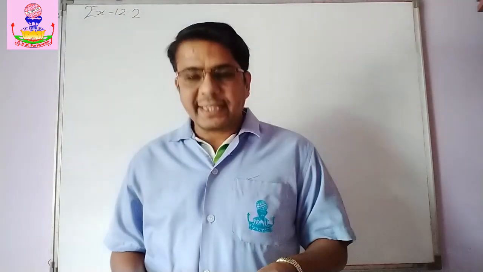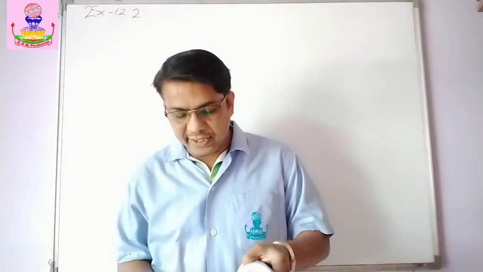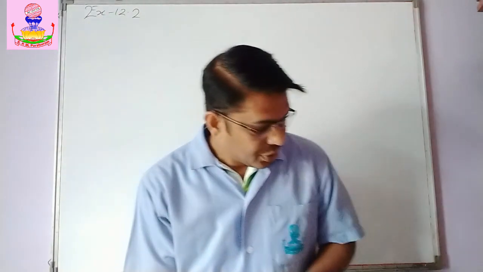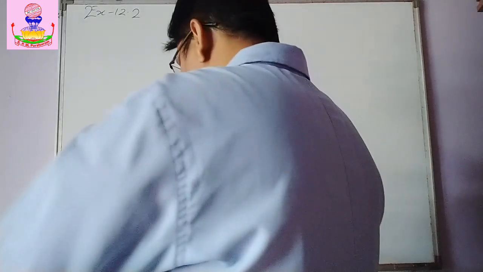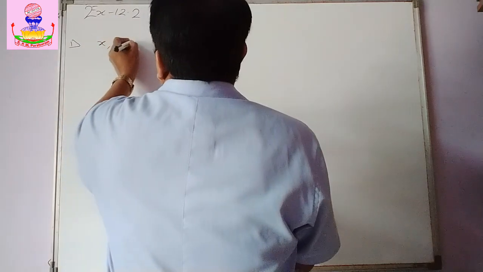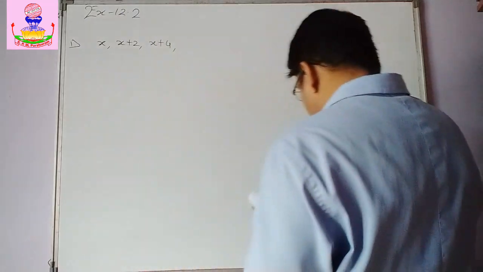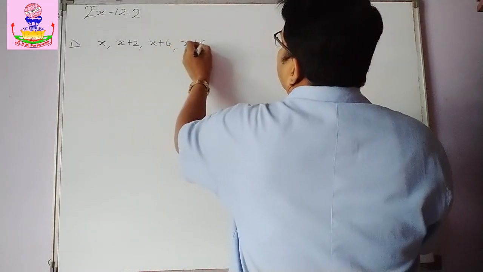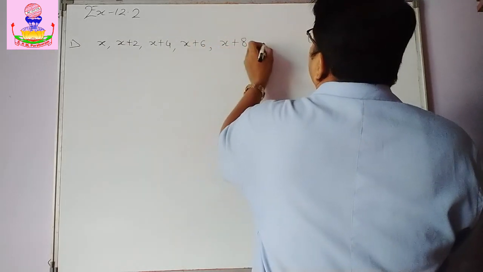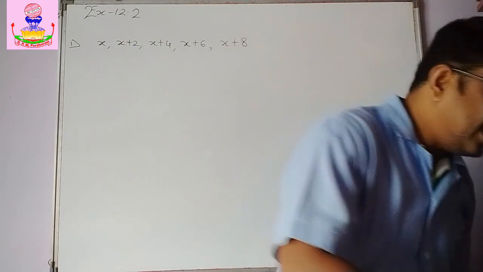If the mean of x, x plus 2, x plus 4, x plus 6 and x plus 8 is 11, what is the average of the last three numbers? So what are the given numbers? 12.2, first one. The mean of x, x plus 2, x plus 4, x plus 6 and x plus 8 is 11.